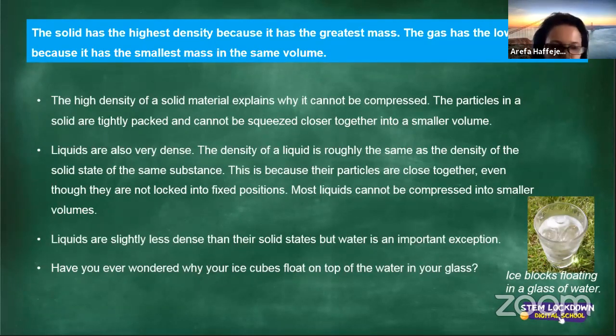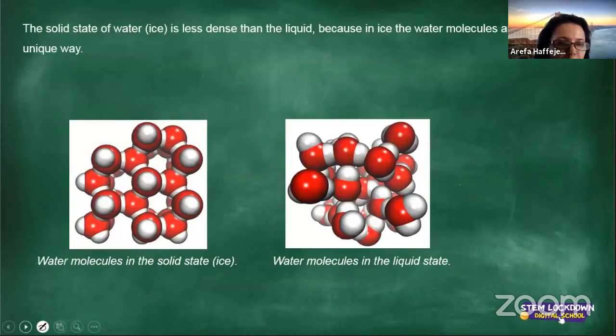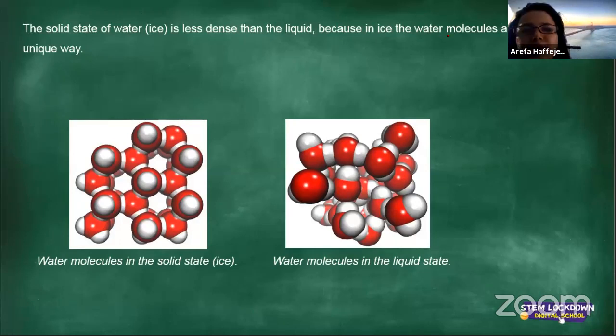Yes, that's correct. So I'll explain it for you here, showing you the picture of an ice molecule in a solid state, and then the picture of a water molecule in a liquid state. The solid state of ice is less dense than the liquid because the water molecules in ice are packed in a unique way. If you look at the picture of the ice in a solid state, you can see that there are lots of spaces in between as it freezes. When the water molecules join together, they leave some spaces in between.